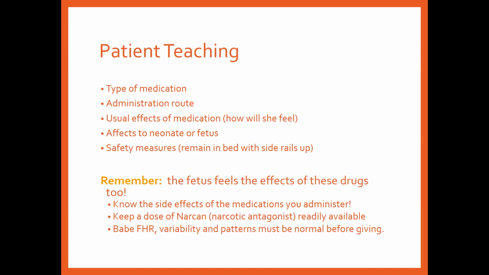Now remember, the fetus feels the effects of the drugs too. So know the side effects of the medications you administer. Keep a dose of Narcan or narcotic antagonist readily available. And then the babe's fetal heart rate variability and patterns must be normal before we can even give it. So there can't be any indication that there's any risk to babe before we give it.